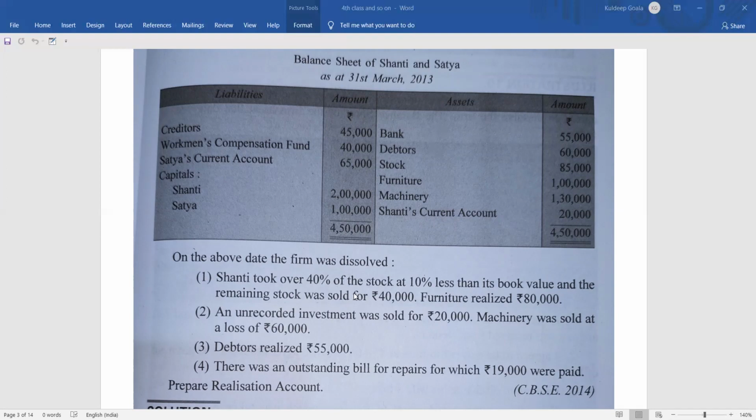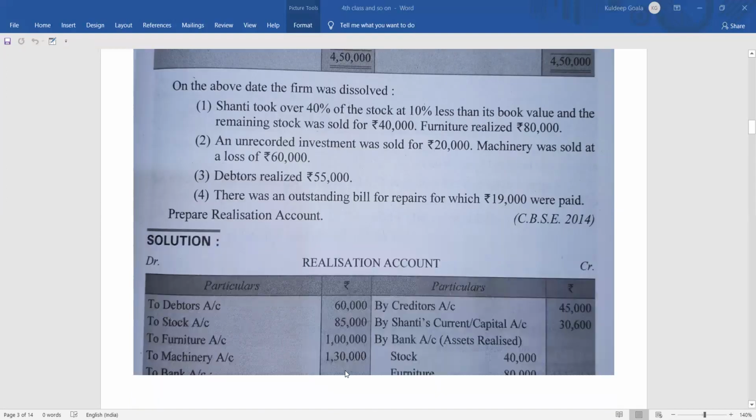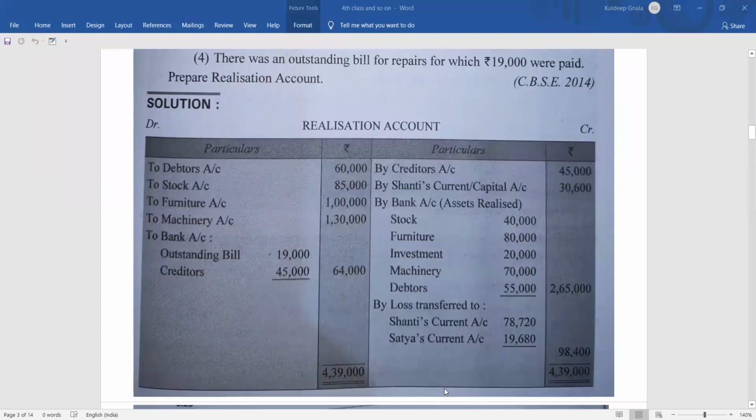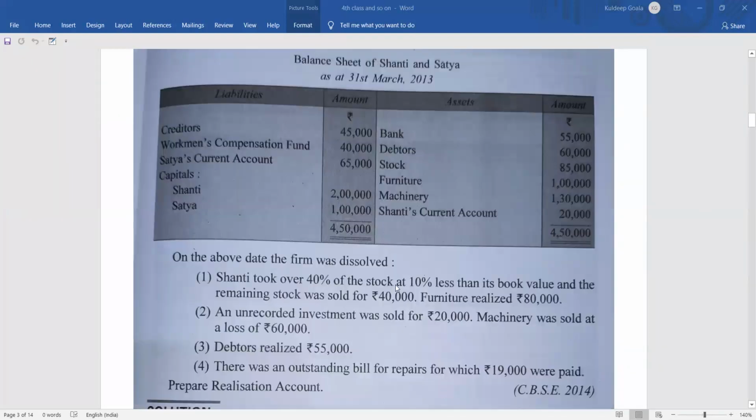Okay, so let's start the solution. We are asked to prepare the realization account, so we'll prepare only the realization account. First of all, we'll transfer all the assets and all the liabilities. I'll go with the journal entries also. As I explain this ledger account, I'll explain the journal also, so you can note that down. Okay, you can keep a note of that.